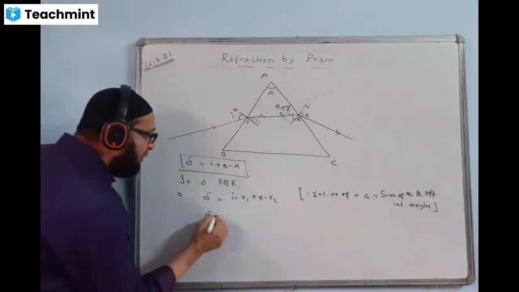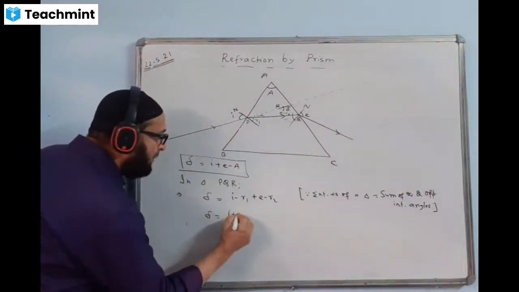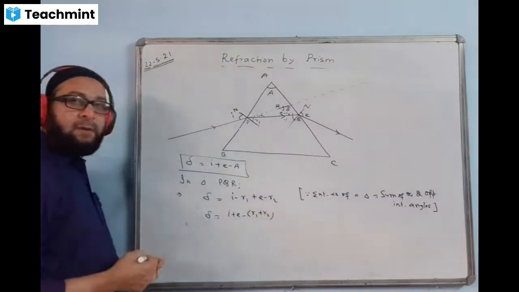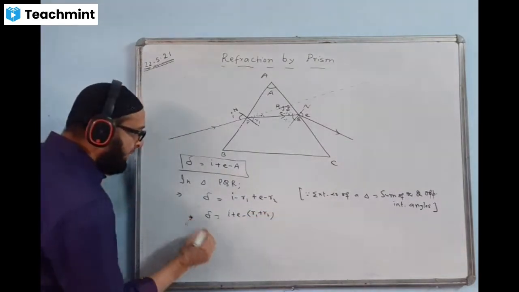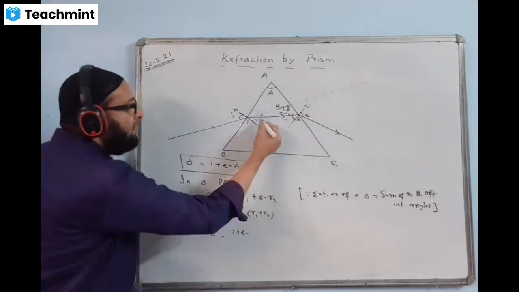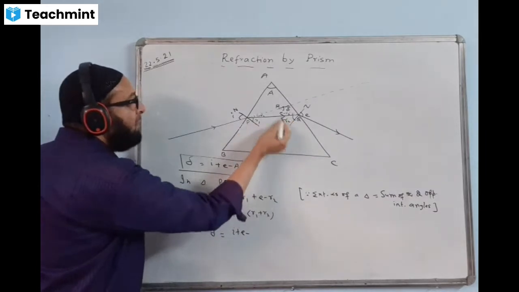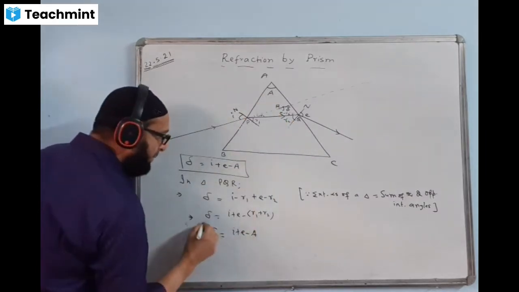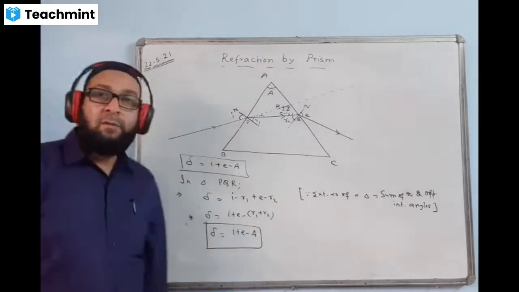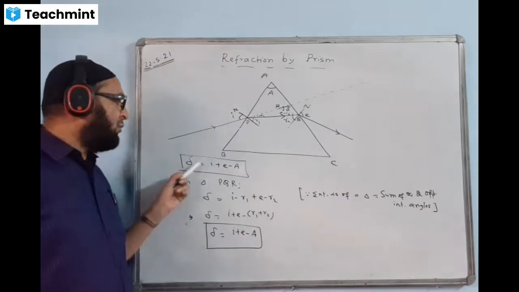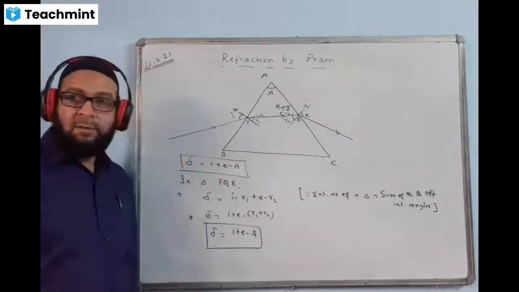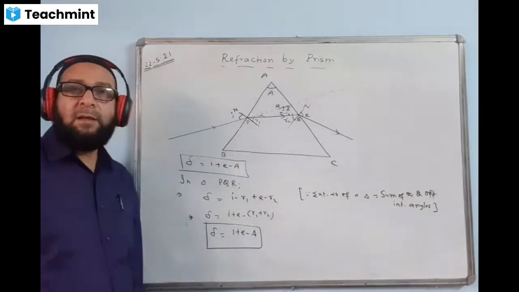Now, continuing, this gives I plus E minus, taking common between R1 and R2, minus R1 plus R2. In the next line I write delta is equal to I plus E minus R1 plus R2. We already proved that R1 plus R2 makes A. We write A. So to prove that the angle of deviation delta is equal to I plus E minus A, we draw a fresh diagram and show it like this. Delta is equal to I plus E minus A.